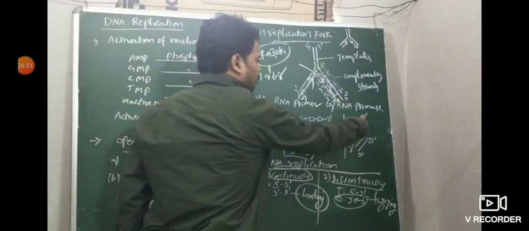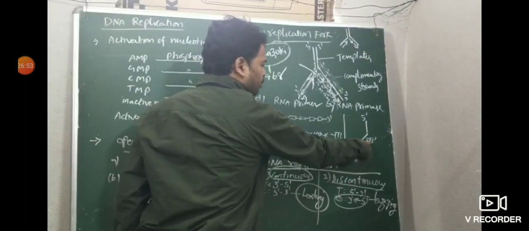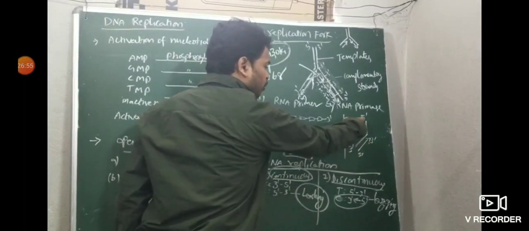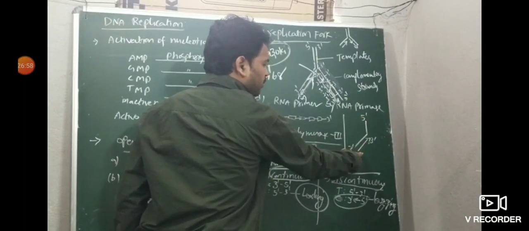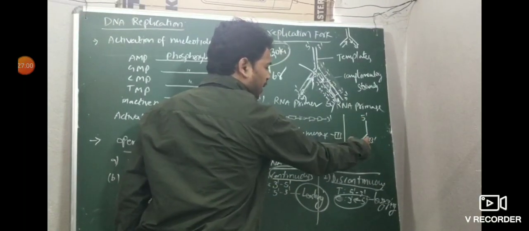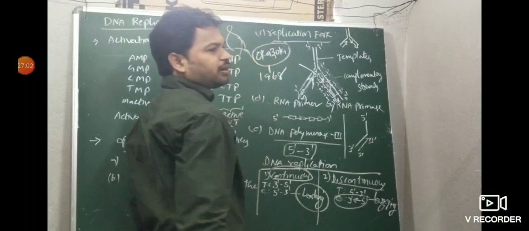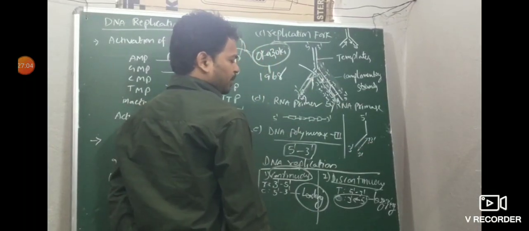If the template is 3' to 5', then the new strand is 5' to 3'. When the template is 3' to 5', the new complementary strand is the leading strand. This type of strand is called a leading strand, and that type of replication is continuous replication.